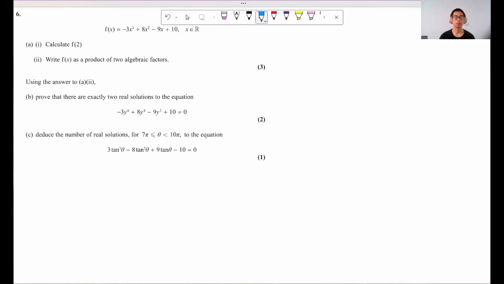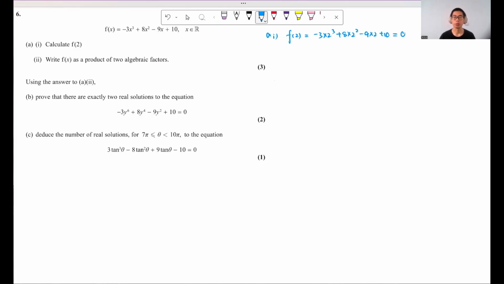Question 6. f(x) equals negative 3x cubed plus 8x squared minus 9x plus 10, and x can be any real value. Part (a)(i), calculate f(2). Part A is quite simple, just substitute in x equal to 2 into the equation. So negative 3 times 2 cubed, plus 8 times 2 squared, minus 9 times 2 plus 10. If we put that in the calculator, it should be equal to 0.